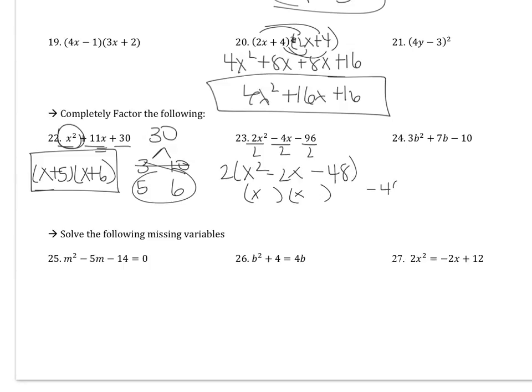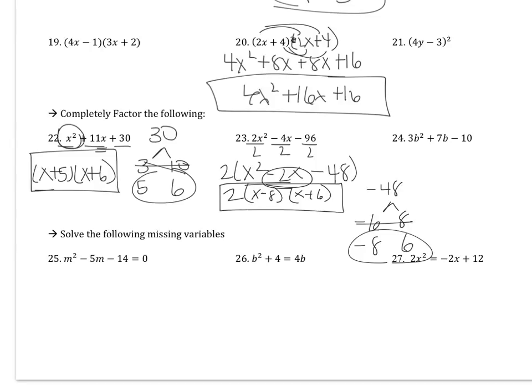So factors of negative 48. I have negative 6 and 8. Add them up. Does that make negative 2? No. What about negative 8 and 6? Yep. So x minus 8, x plus 6. And I have a 2 on the outside. And I'm done.